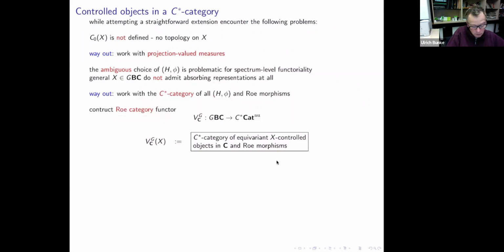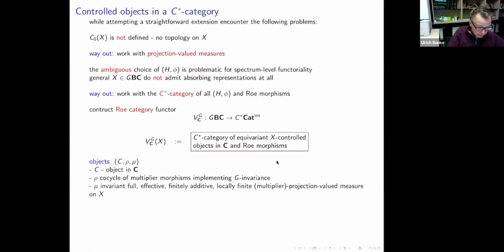So the idea is now that we have to construct the Roe category functor, which is a functor from equivariant bornological coarse spaces to C-star categories. This NU stands for possibly non-unital. So we don't require units, and we also don't require that functors preserve units. So these are non-unital C-star categories. The objects in the C-star category are these equivariant X-controlled objects in the coefficient category, and the morphisms are Roe morphisms. Let me give a quick explanation of what these objects are.